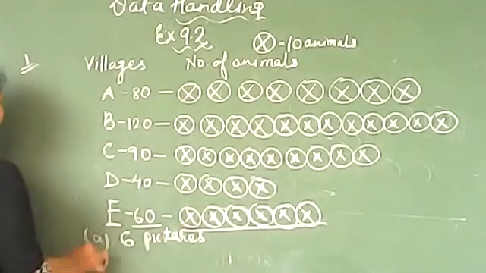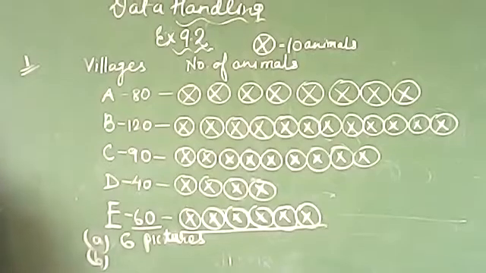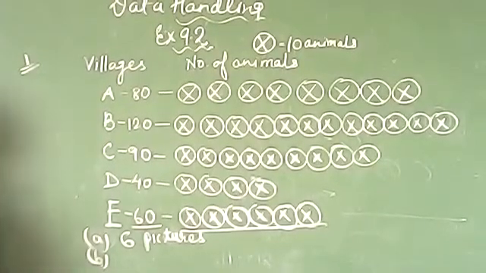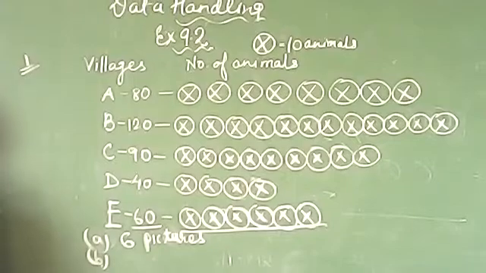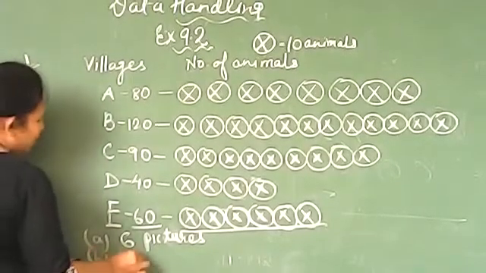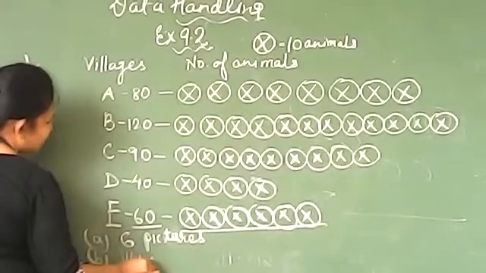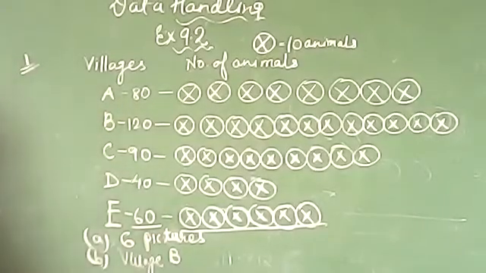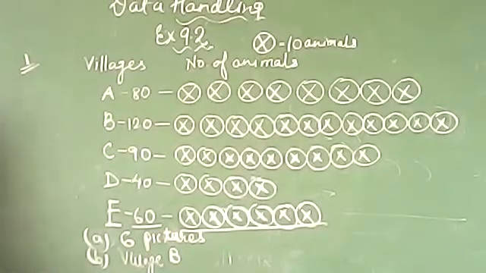Now question number B. B is asking which village has the maximum number of animals. I think you would agree that village B has the number of animals in large numbers. So we will write it down: village B has the maximum number of animals.